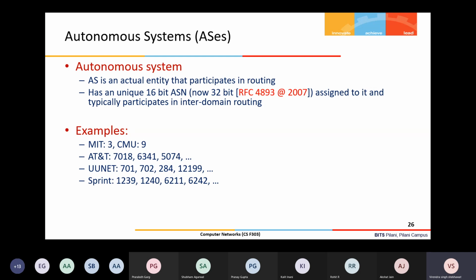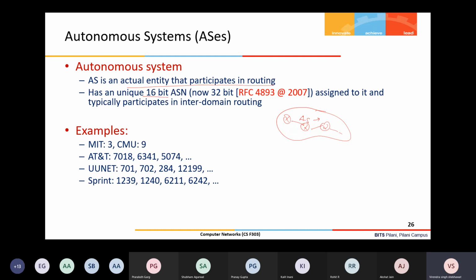So what is an autonomous system? An AS is an actual entity that participates in the routing. We call this one autonomous system. It has some routers that are interconnected, links are there, and this autonomous system is assigned a number.